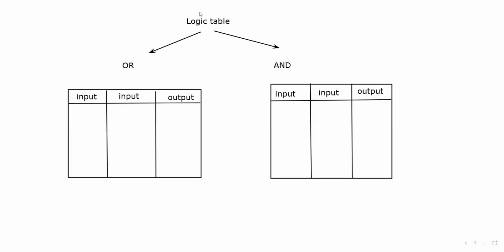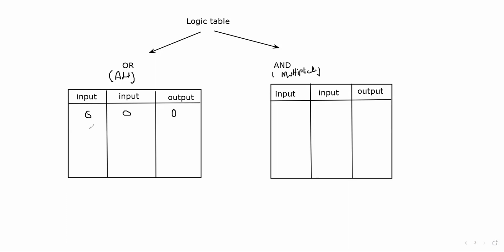So for the OR gate, how do we find the result? We get the result by addition. And for the AND gate, how do we get the result? By product or multiplication. So if I say the inputs are 0 and 0, 0 plus 0, what is the output for the OR gate? That will be 0.